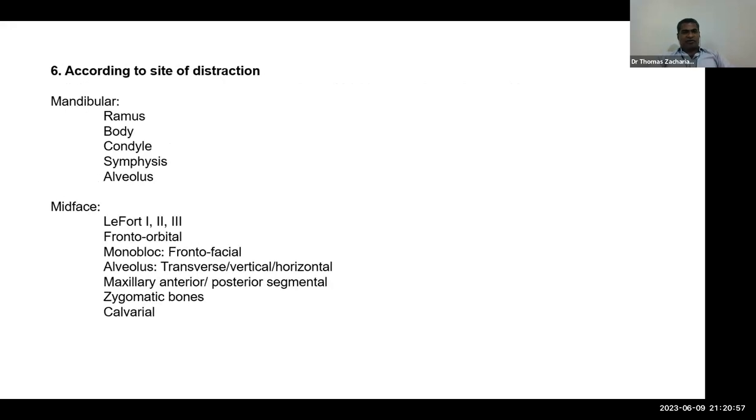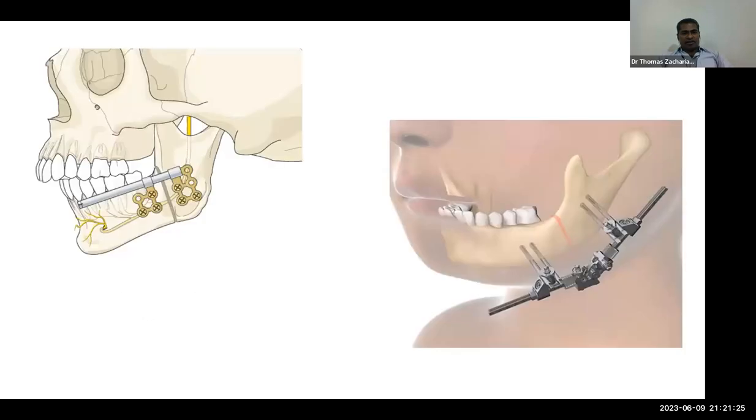It would be easier for the postgraduates to understand the different types on the pictures I will explain to you. Finally, according to the site of distraction on the mandible, it can be ramus, body, condyle, symphysis, alveolus. For the midface, according to the various areas, there is LeFort 1, 2, 3 distraction, frontoorbital or a monoblock, that's called a frontofacial, alveolus and maxillary anterior, posterior segmental, zygomatic, calvarial. I will just show you a few pictures, then all this classification will become very easy.